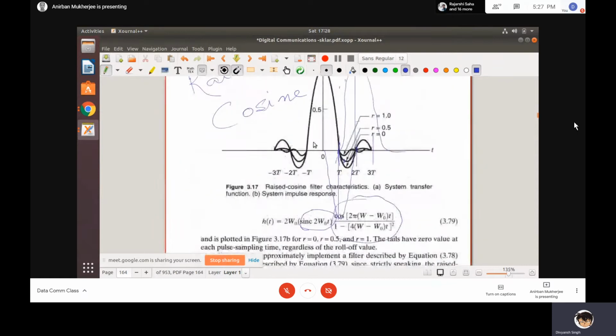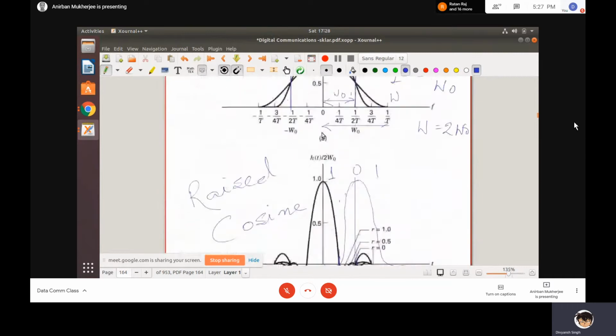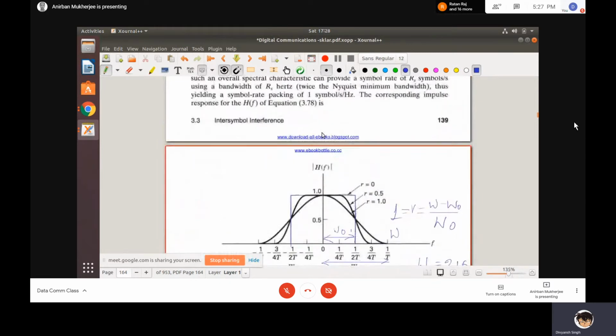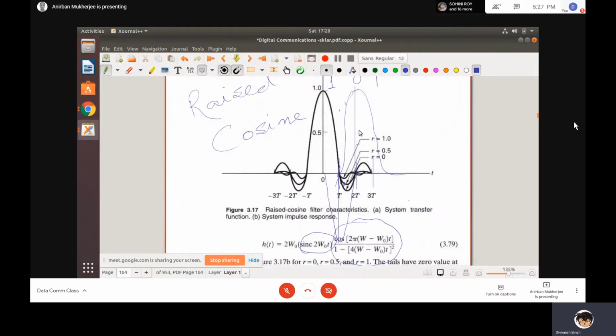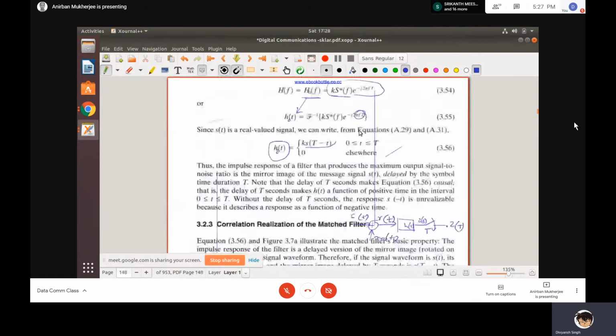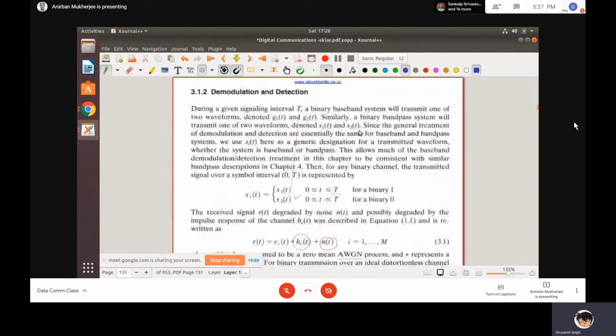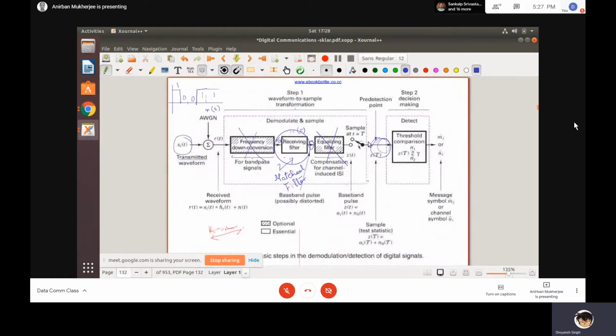Now, if I have a raised cosine filter, then if I do the sampling at t equal to capital T, this is my detection point. If you remember, my detection point is at t equal to capital T. I am doing the sampling. If I have a raised cosine filter at this side, then I don't have any ISI effect. Okay, that we have studied.